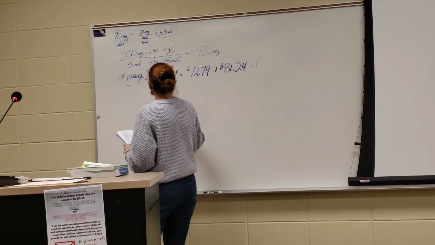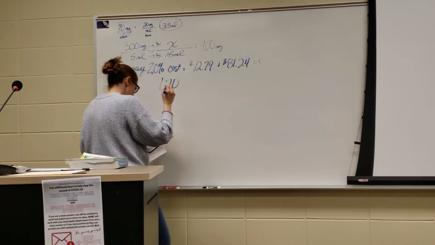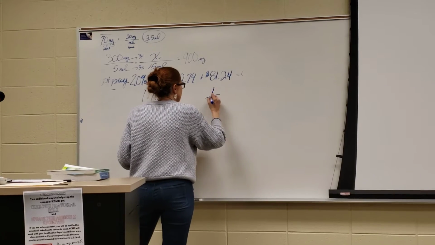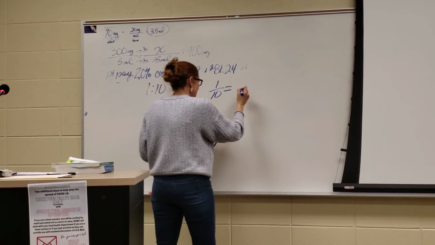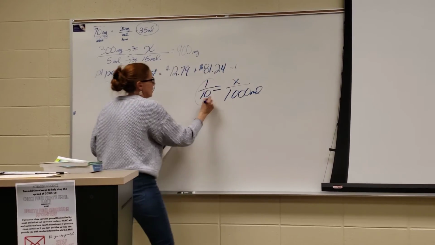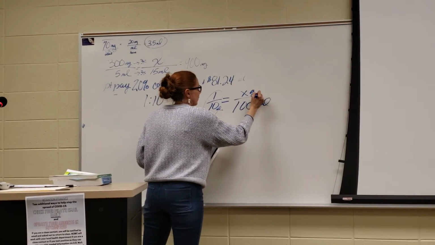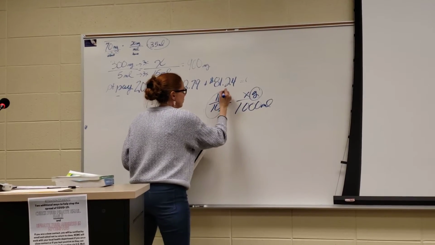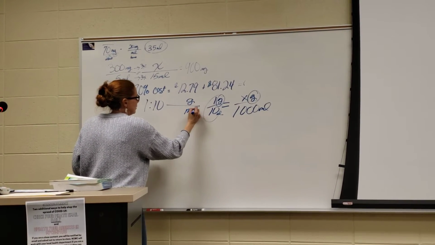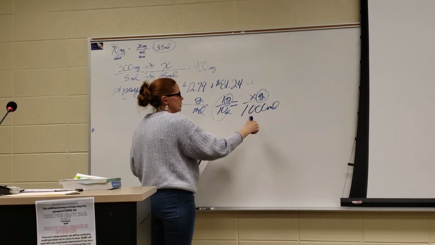Okay, if we had the 1 to 10, sorry, I'm digressing a little bit, a 1 to 10 solution, and they want to know how much is in a liter bag, or 1,000 mLs. This is mLs, and they're asking for grams. This is grams. Remember, whatever this is, it's grams per ml. Does that make sense? So you cross multiply to get that answer, and it's 100.